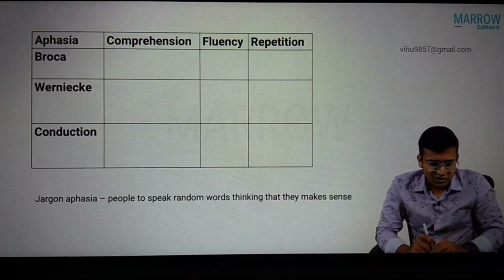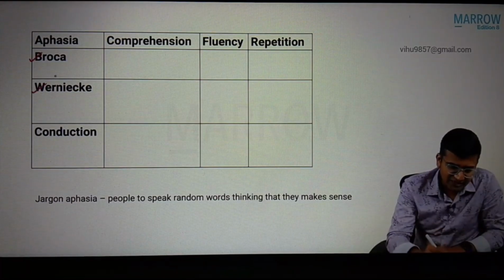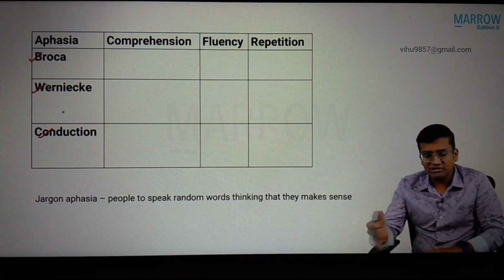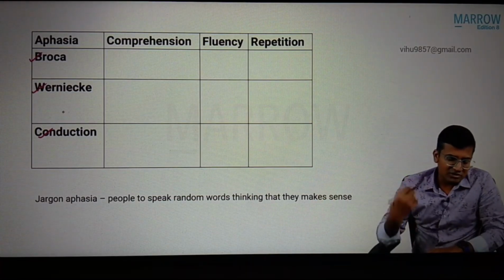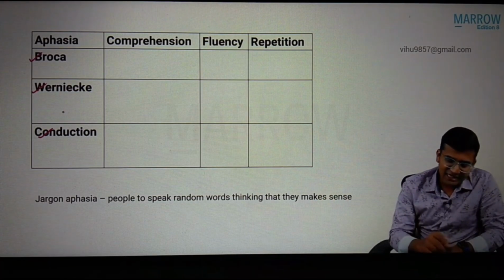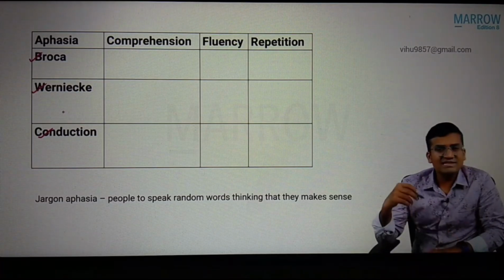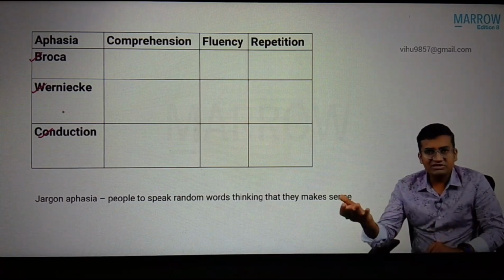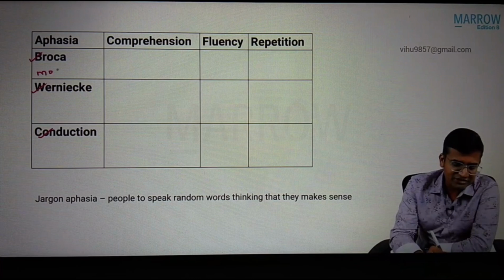Okay. So now aphasia, I told you we're going to discuss 3 aphasias: Broca's aphasia, Wernicke's aphasia, and conduction aphasia, in 3 categories: comprehension, fluency, and repetition. Now what is comprehension? Comprehension is nothing but the understanding capacity of the patient. Okay, fluency, we know whether he is maintaining his reply fluently or not. Repetition, you know.